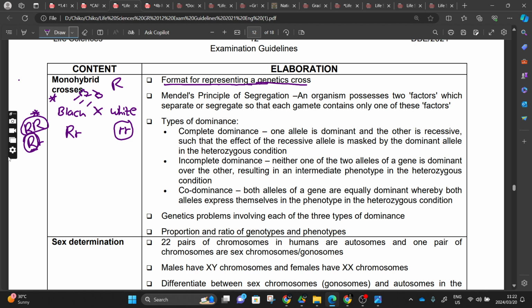Why? Because for us to have a small white baby, I want you to come with me here. This is the cross that we are going to use up until dihybrid, up until a pedigree. So you have to understand this.